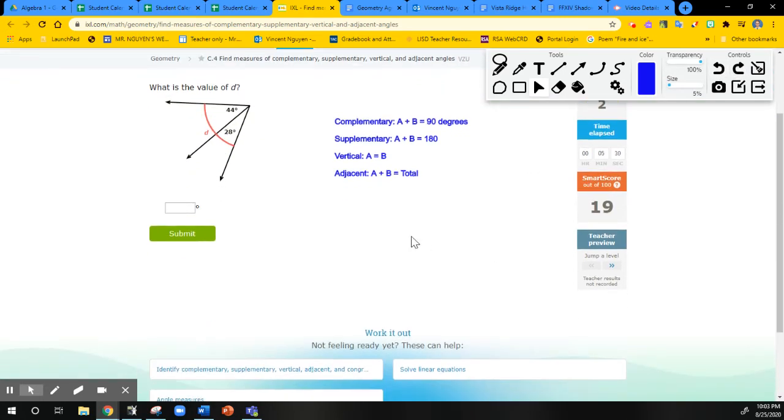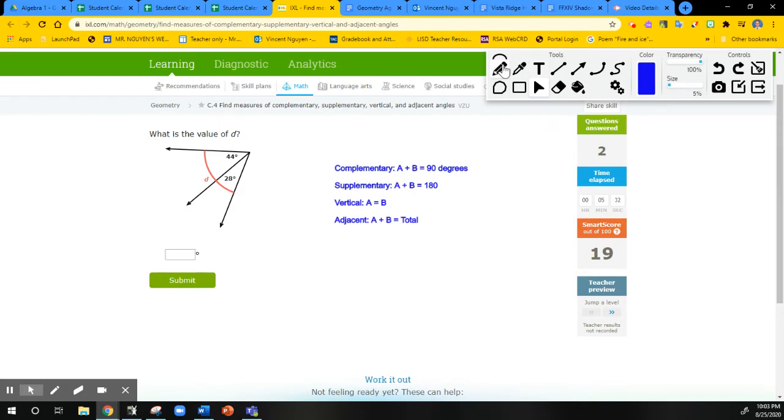Okay. So here is an example of adjacent angles. Okay, because they're just next to each other, and they make up this angle D. Right. We don't know if it's 90 or 180, but we know that these two added together will equal angle D. So our relationship would be what? Angle A, which is 44, plus angle B, which is 28, would equal the total, which is angle D, right? So that's the relationship.